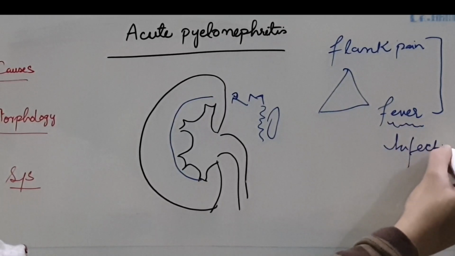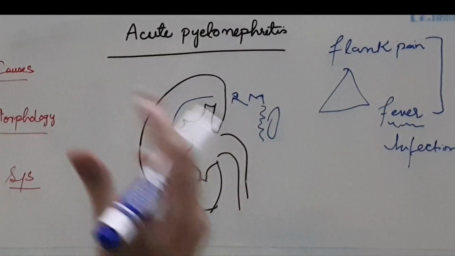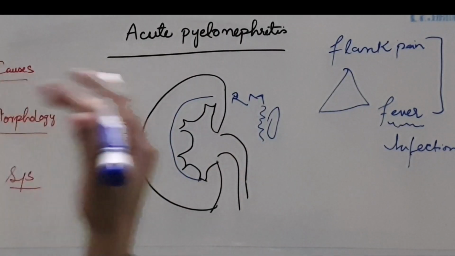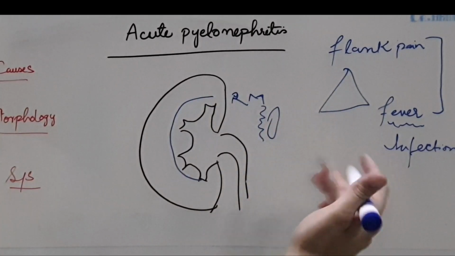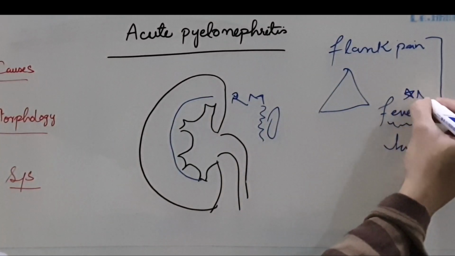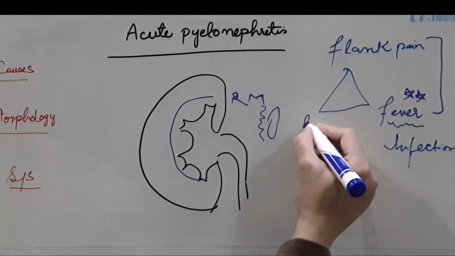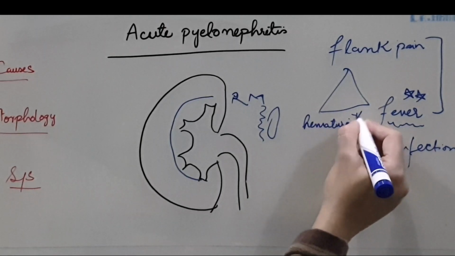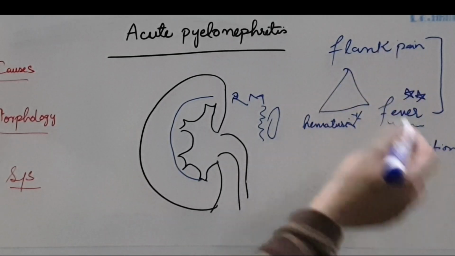In acute pyelonephritis, inflammation of the pelvicalyceal system is due to infection. So flank pain, fever, most important symptom, that is fever, and hematuria, plus minus hematuria. But these two are the main symptoms which occur in acute pyelonephritis.